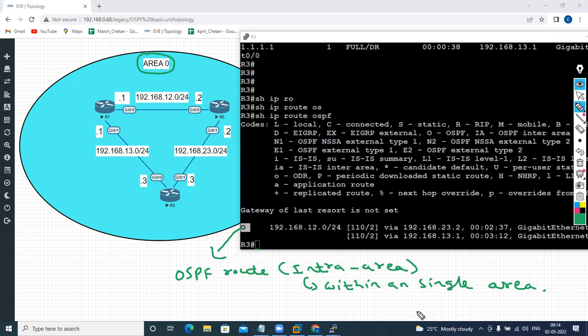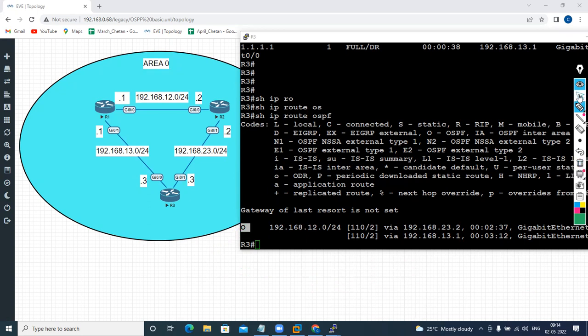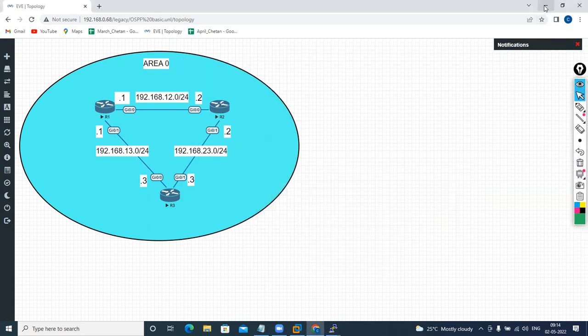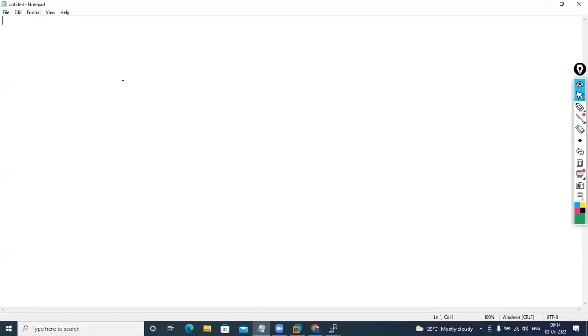Clear? So everybody has any doubts? How to enable OSPF? How to check the neighborship? How to view which all are the interfaces inside the OSPF? And this is how you check the routing table. Any doubts, guys? No doubts? Okay. So we'll move on to the next concept, DR BDR.